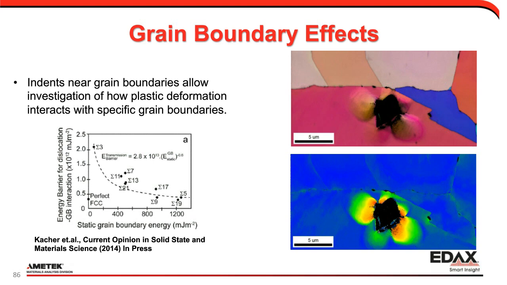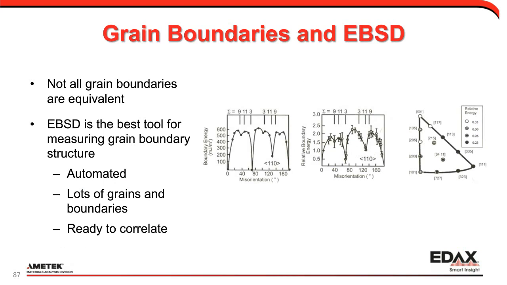And that kind of goes back to the idea I started with, that grain boundaries and EBSD go together hand in hand. Not all boundaries are equivalent. We can see this here in a few different measurements of grain boundary energy as a function of misorientation angle, as a function of specific special boundaries. And of all characterization techniques, EBSD is really the best tool for measuring grain boundary structure. One, it's automated. Two, it gives us a spatial range where we can measure lots of grains and lots of boundaries. And three, it's spatially specific and ready to correlate with other techniques. So for grain boundaries, really, EBSD is the best measurement of them all.